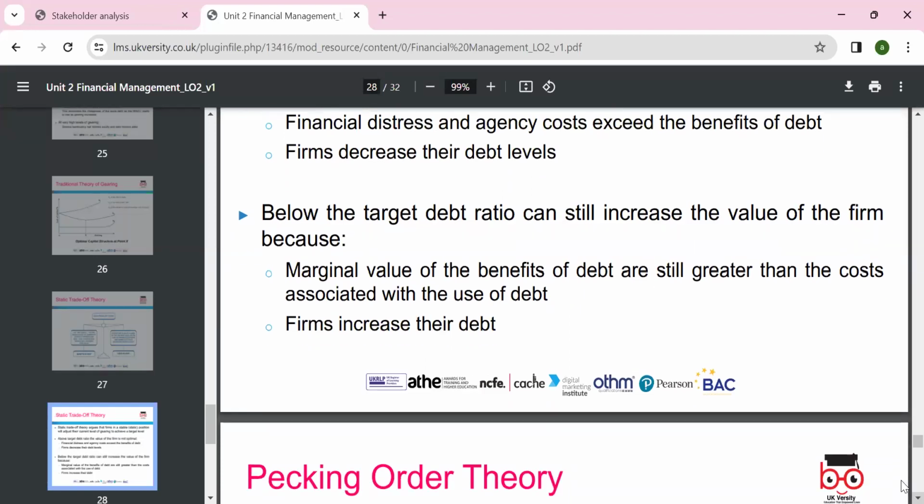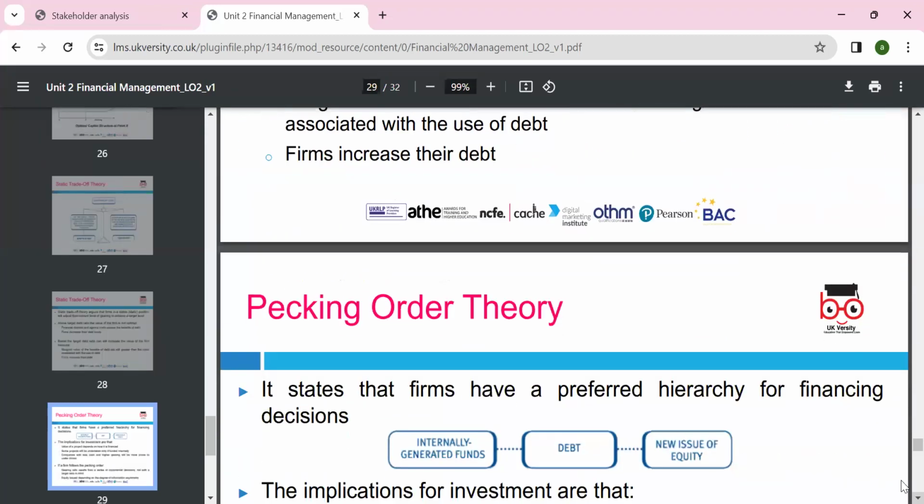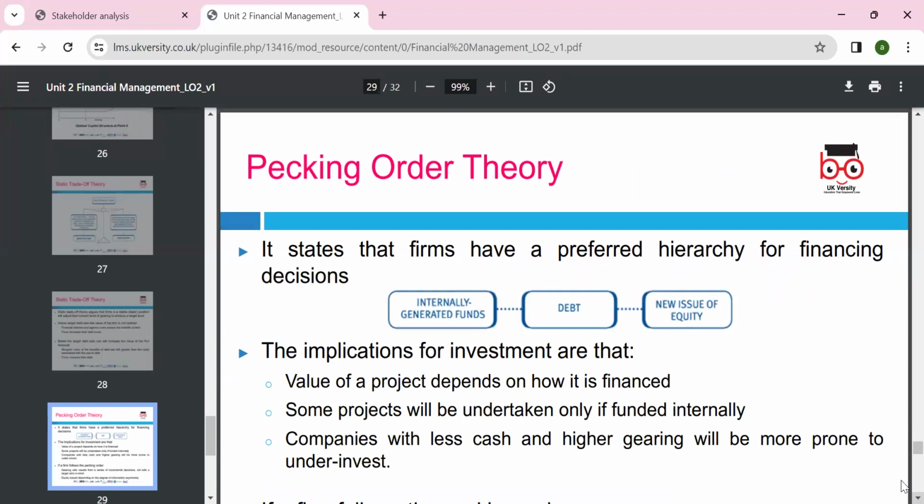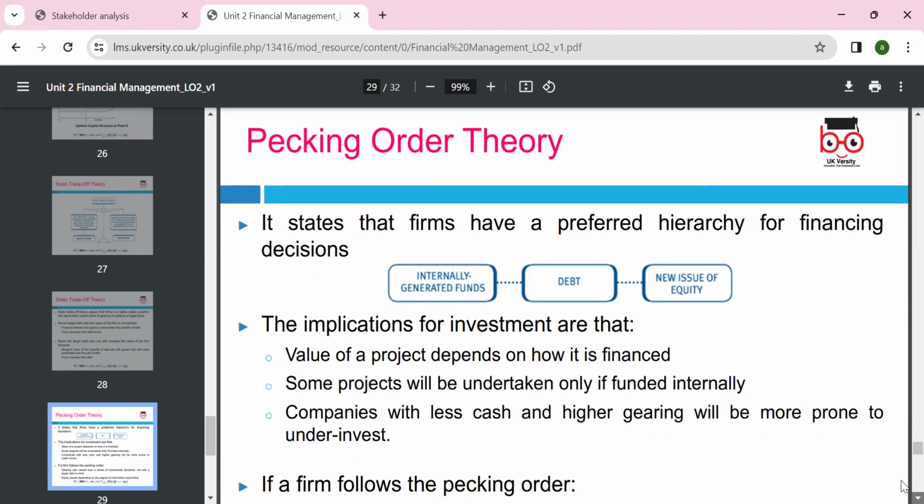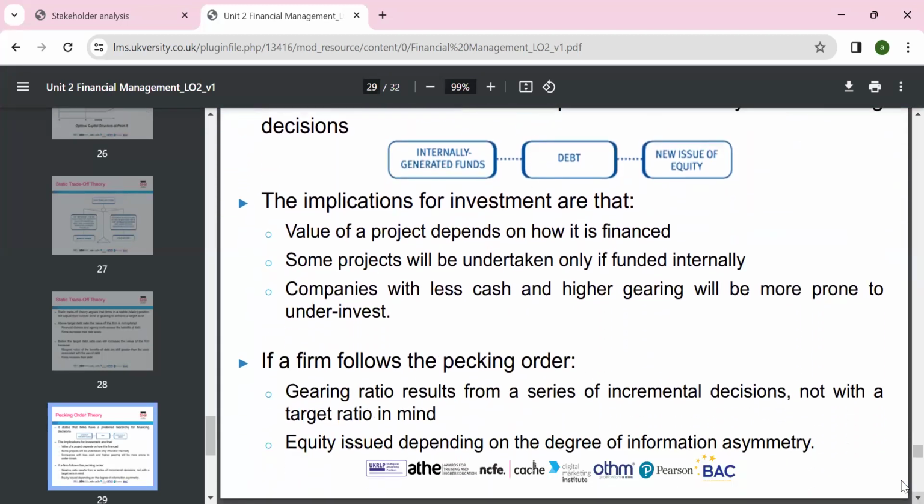People think twice about investing because the company has very high liability, so they increase their debt. One is the pecking order theory, which states that firms prefer a hierarchy of finance: internally generated funds, then debt, then new issue equity. Internally generated means, for example, you sell one asset and buy another, or you can pledge. The value of the project depends on how it is financed, and some projects will be undertaken only if funded internally. If the company has less cash and higher gearing, it will be more prone to under-investment.